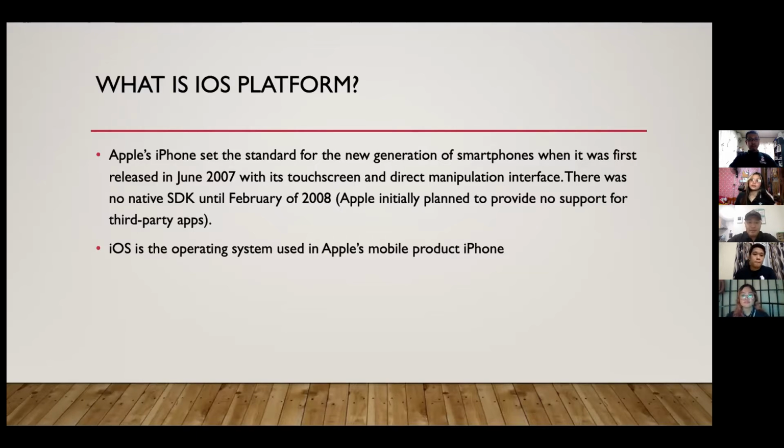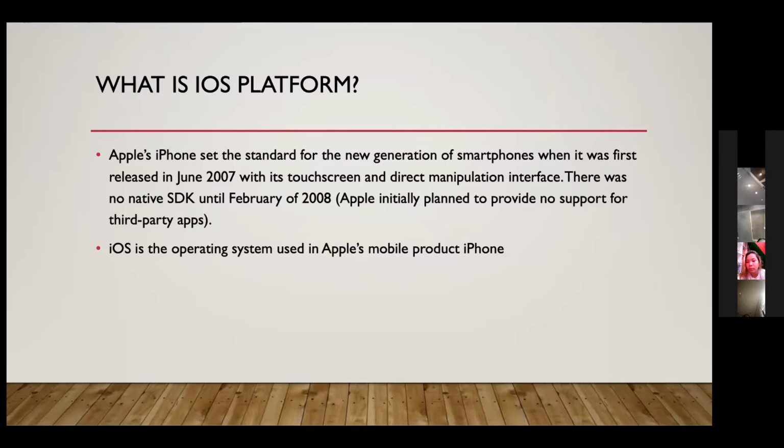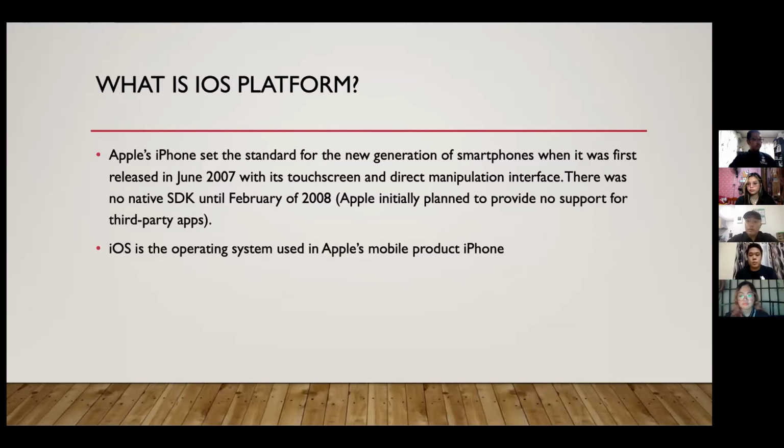So when Apple first introduced their smartphone, all of the applications that you can use on the iPhone were just created by Apple. So initially, they didn't plan to support other apps besides their own. So iOS is the operating system used in Apple mobile products such as iPhone and iPad.